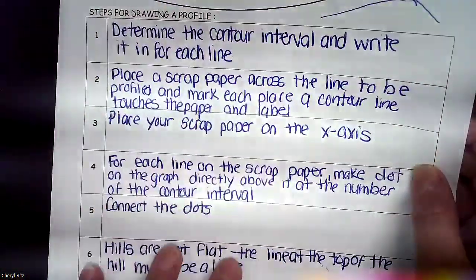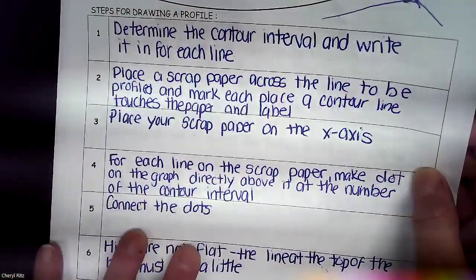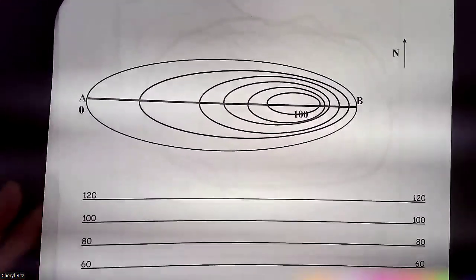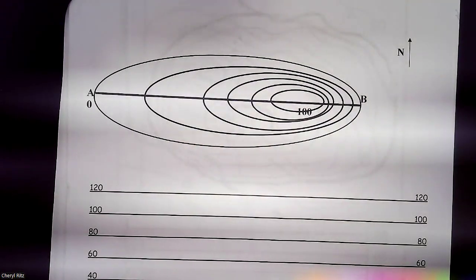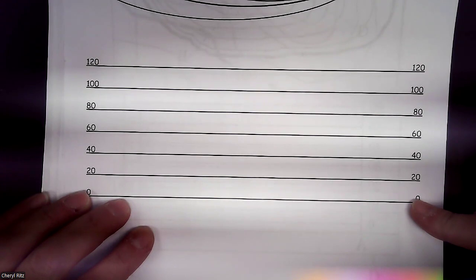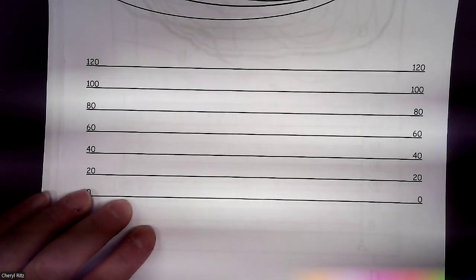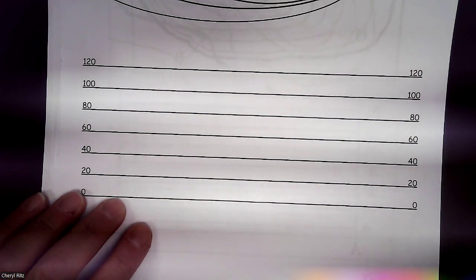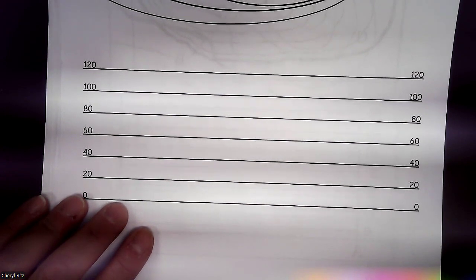So we wrote the steps for drawing a profile. Today we're going to put those steps into action on page 25. Page 25 is the exact same map I just gave you, and it resembles graph paper down here. But again, remember, we're not making a real graph. We're just doing a picture on graph paper. So we have to walk through these steps to draw a profile.